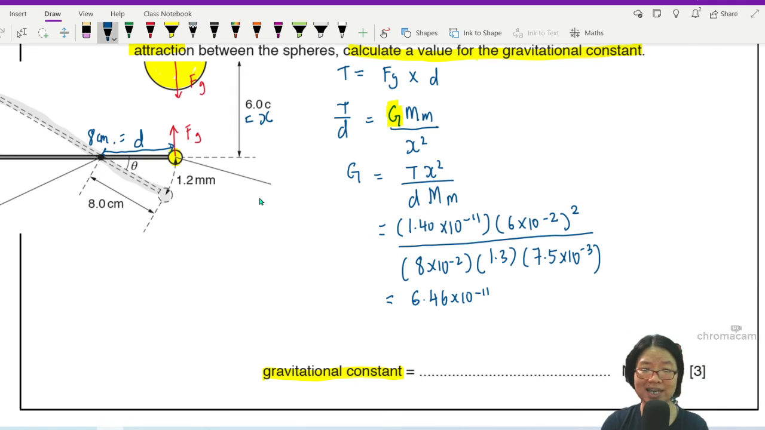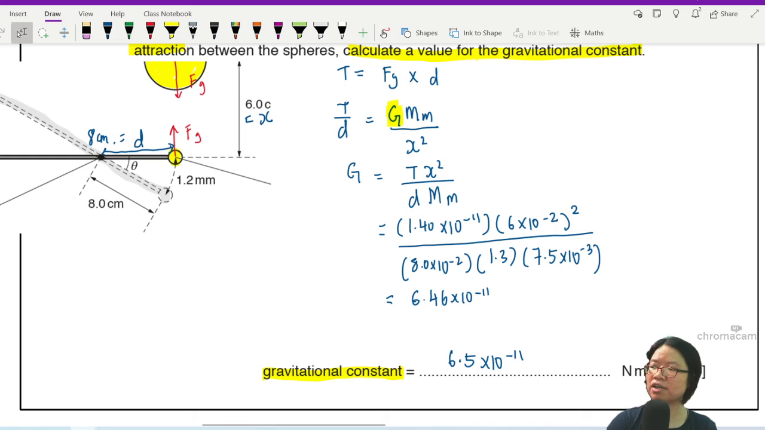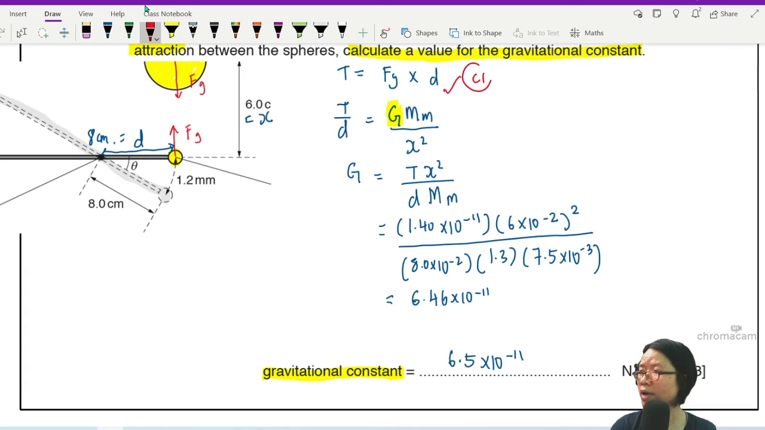So if you want to declare this in 2SF, because all the measured values are 2SF, you can call this 6.5 times 10 to the power of negative 11. Hashtag close enough. Okay, so this is the value of your G. Where are the 3 marks? 1 mark is when you equate torque to gravitational force times distance. This is your C1 mark.